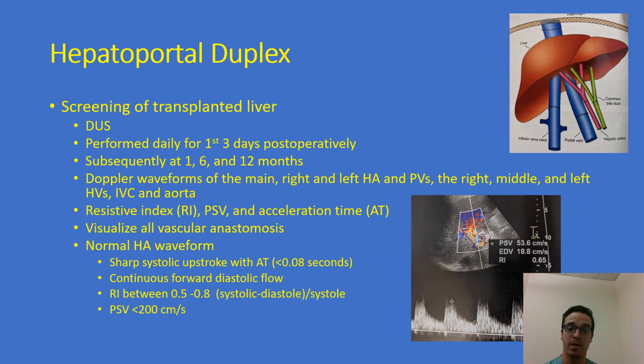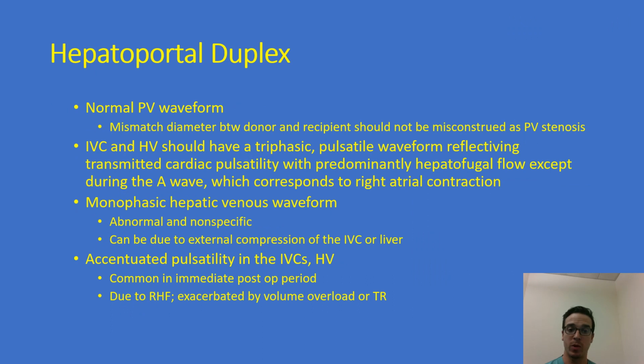In the normal hepatic artery waveform, there's a sharp systolic upstroke with acceleration time of less than 0.08 seconds. There should be continuous forward diastolic flow, a resistive index between 0.5 and 0.8, and a peak systolic velocity less than 200 centimeters per second. In addition to this, we also visualize all vascular anastomoses. The portal vein should have a normal waveform. However, the mismatched diameter between the donor and recipient should not be misconstrued as a portal vein stenosis.